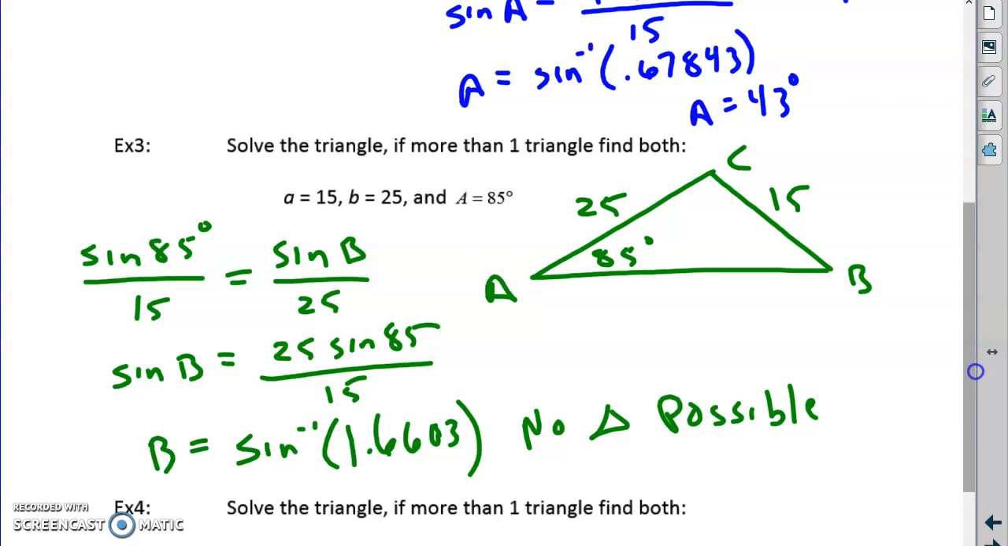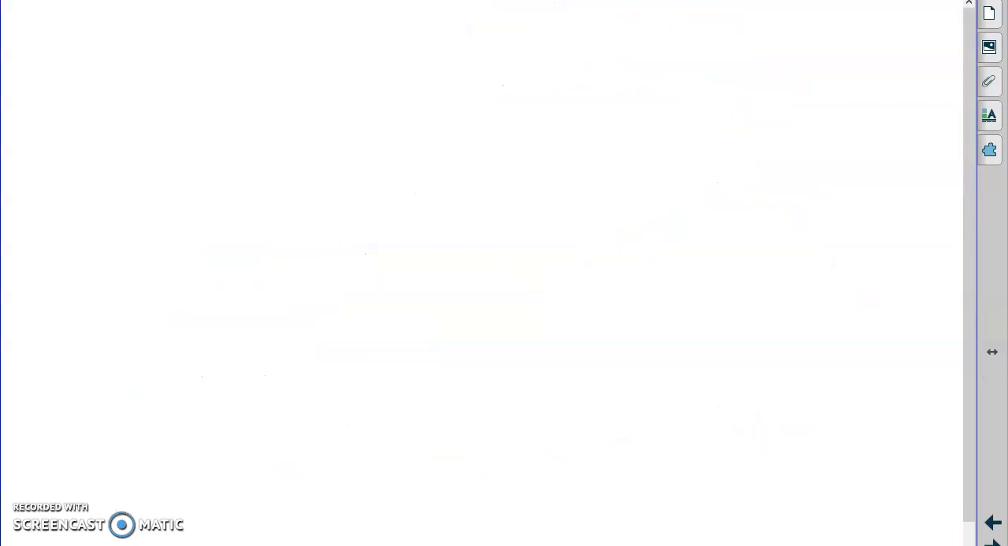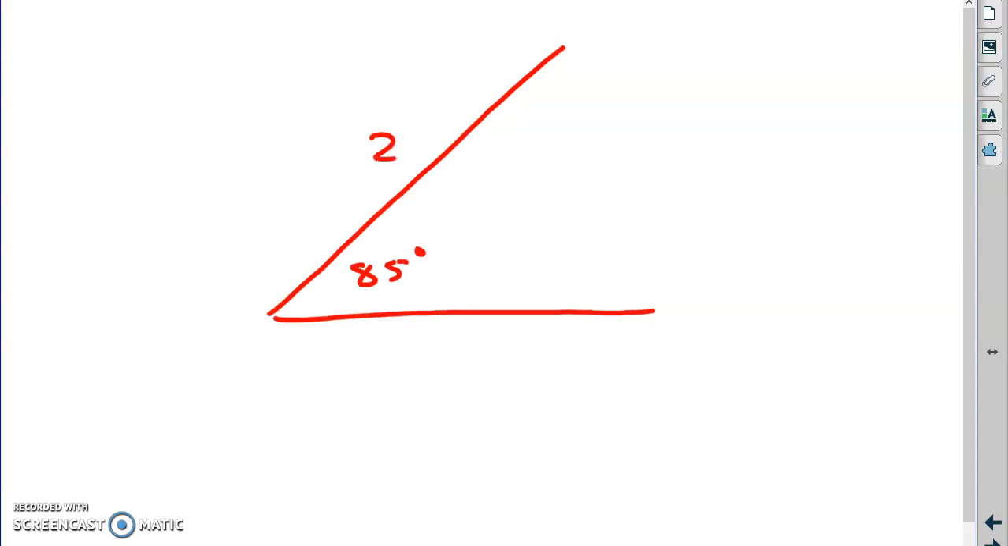How is that? Well, let's take that exact idea and exaggerate it. You have a large angle, 85 degrees. You have a side of 25. This side right here is 6. There is absolutely no way that 6 reaches down here to connect and make a triangle. That would be the no triangle possible case.